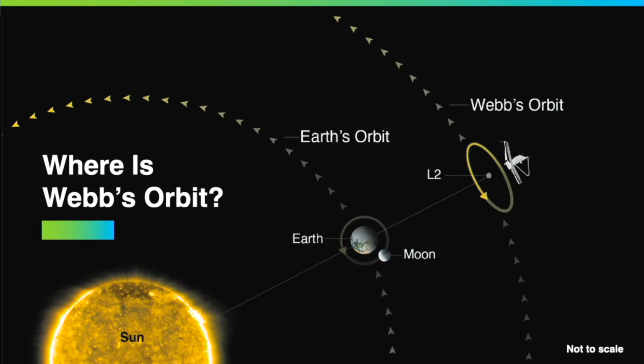So first of all, Webb doesn't orbit the Earth. Hubble orbits the Earth. Webb is actually orbiting the sun. There's a problem with doing that, however.